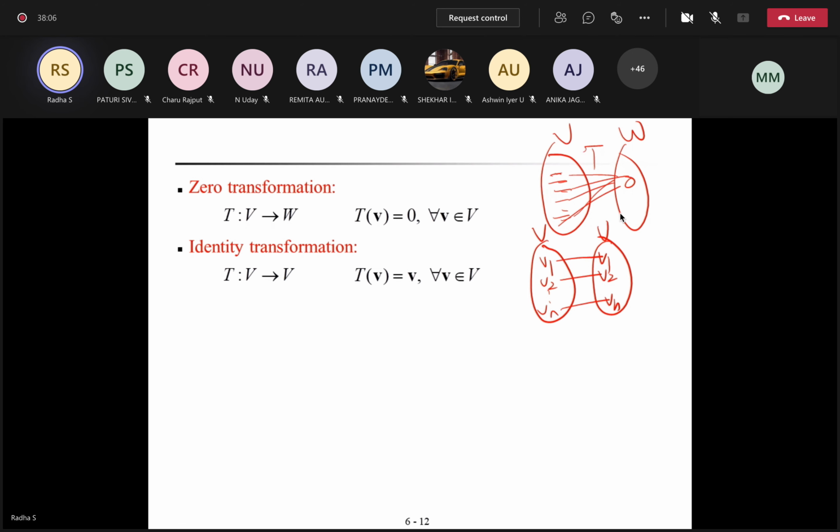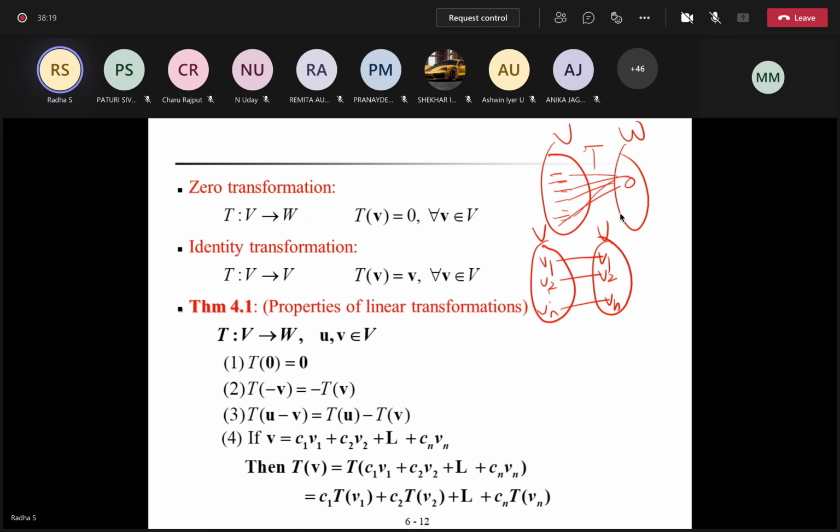Identity transformation, please be careful. It is mapped from a set to itself, and that too, every element is mapped onto itself. That is very important. That's called identity transformation. And properties of linear transformation. Okay, T of 0 is 0.